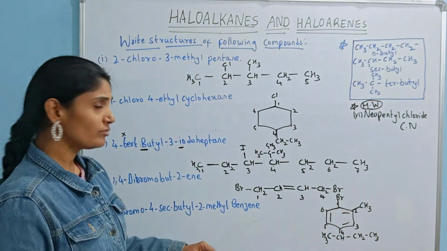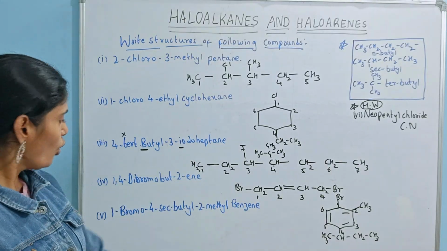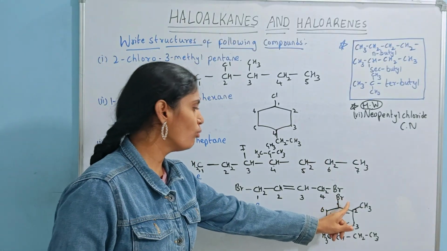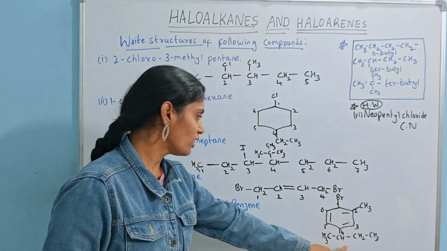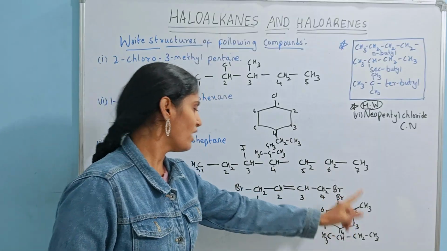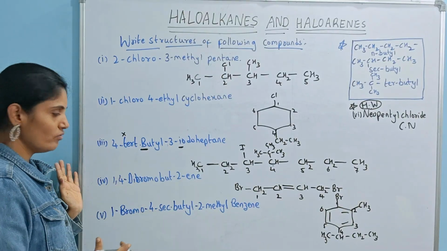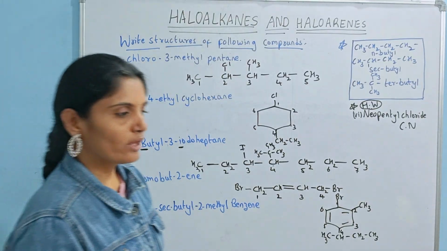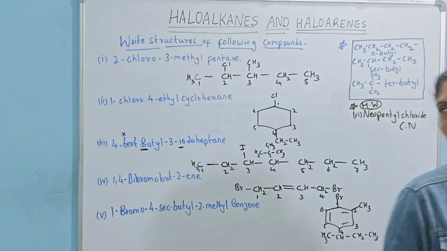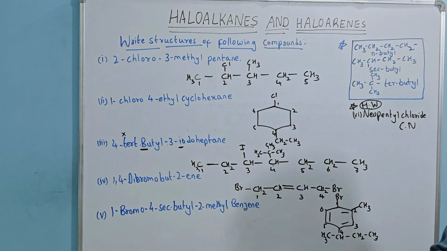These are my substituents. Now go according to the alphabetical order. 1-bromo, then your 4-secondary butyl, then your 2-methyl, then comes your benzene. So this is how you name your organic compounds, by using the basic rules of IUPAC nomenclature.